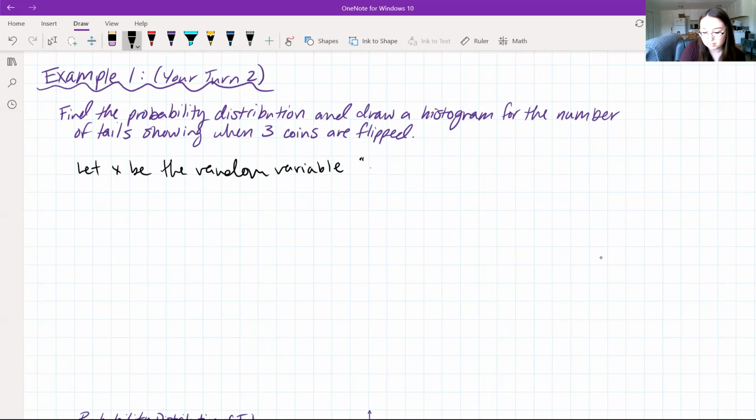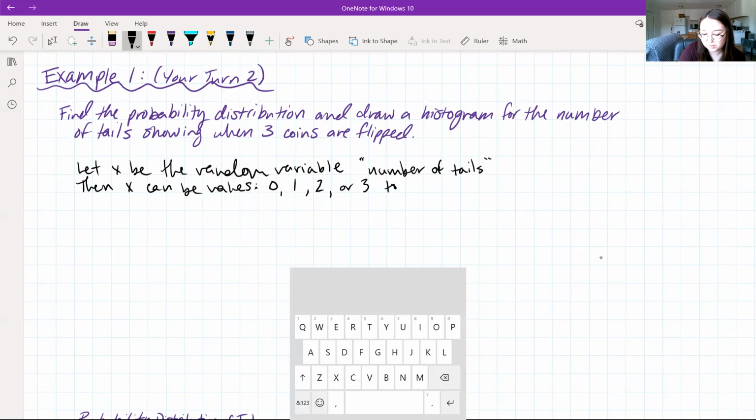Meaning the number of tails. So X here is going to record our outcomes when we have different numbers of tails, when we flip 3 coins. Then X can be values 0, which means 0 tails, 1 as in 1 tail, 2 as in 2 tails. Oh, we can have 3 tails.